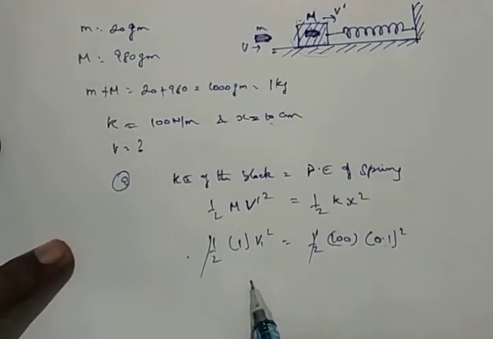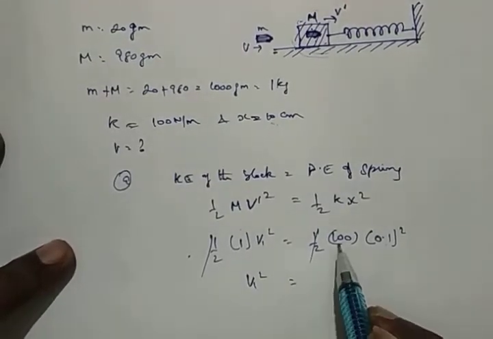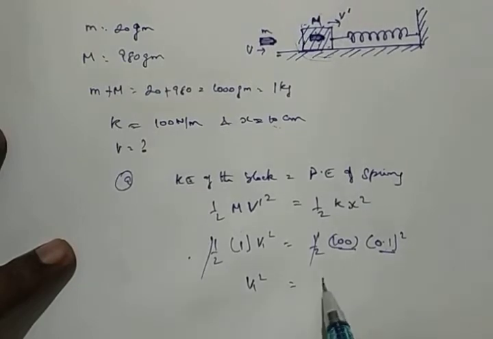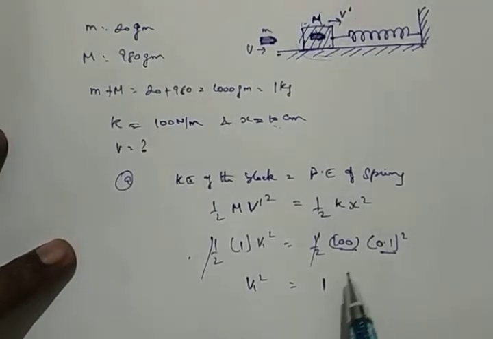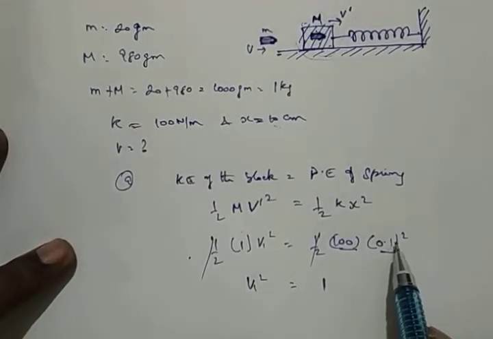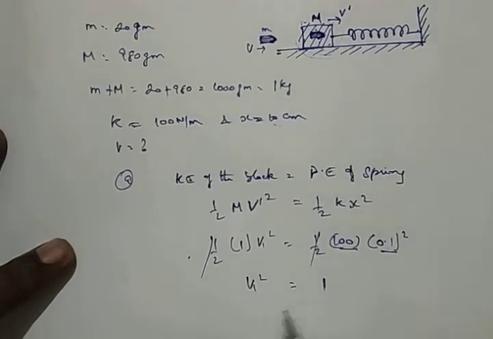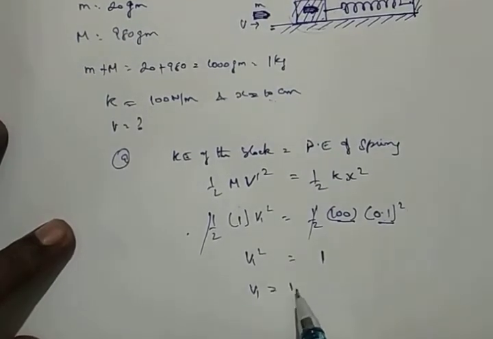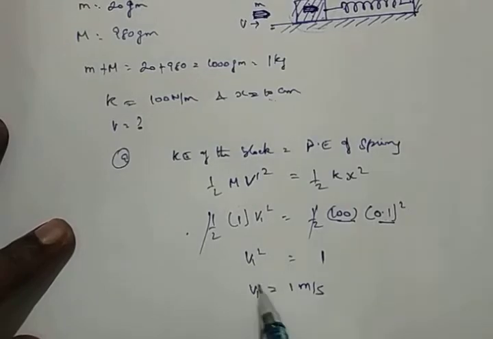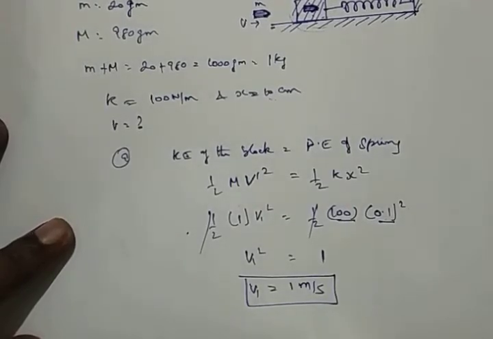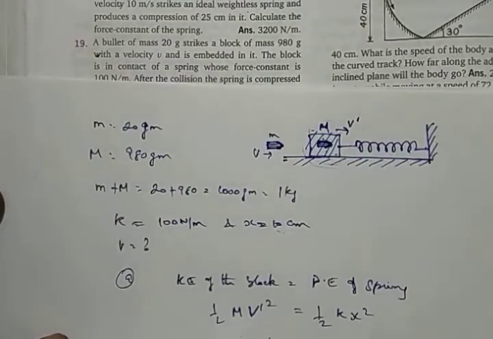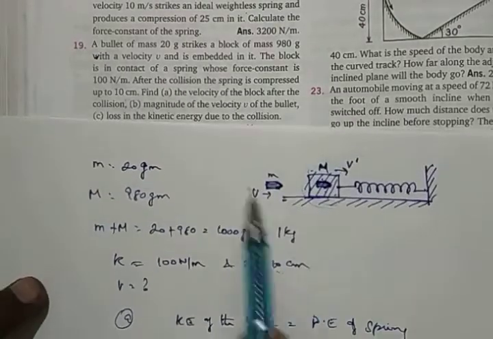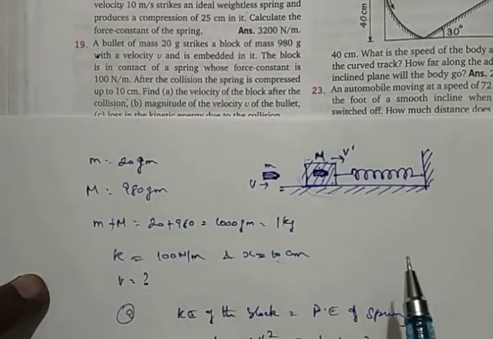Half gets cancelled out, so it's v1 square. This 100 into 0.1 square: because it's 0.1, it will become 0.01, into 100 it will become 1. So v1 is going to be equal to 1 meter per second. That's the velocity with which it moves. So A part is answered here. Velocity of the block is found out.